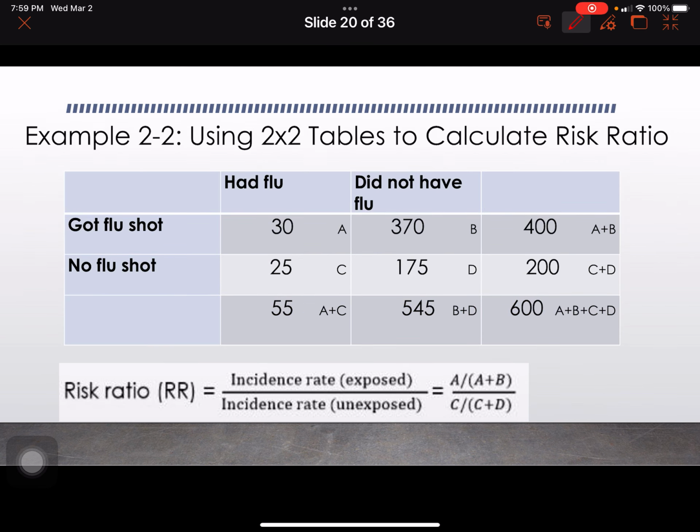Now that we have a complete table to work with, take a minute to pause the video and calculate the risk ratio using the formula we learned. Alright, so we start with our exposed incidence rate at the top here. We have A divided by the total of A plus B all over cell C divided by the total of C plus D. When we plug that into our calculator, we get an answer of 0.6.